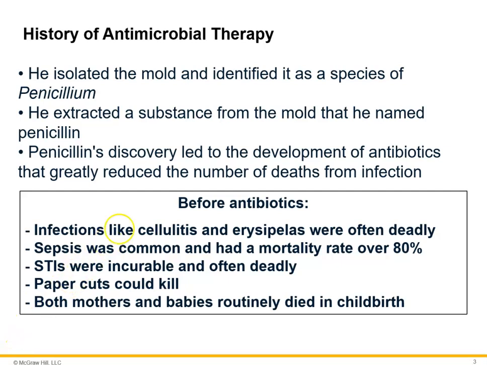Before we had antibiotics, simple infections, skin infections like cellulitis and erysipelas were often fatal. Sepsis, which is a blood infection, it's when the bacteria get into your bloodstream and start multiplying. That was incredibly common, and it had a very high mortality rate. STIs were incurable, and some of them were deadly. Paper cuts could kill. Of course, you get a skin infection and it spreads to your bloodstream. You get sepsis, and again, sepsis had a mortality rate well over 80%.